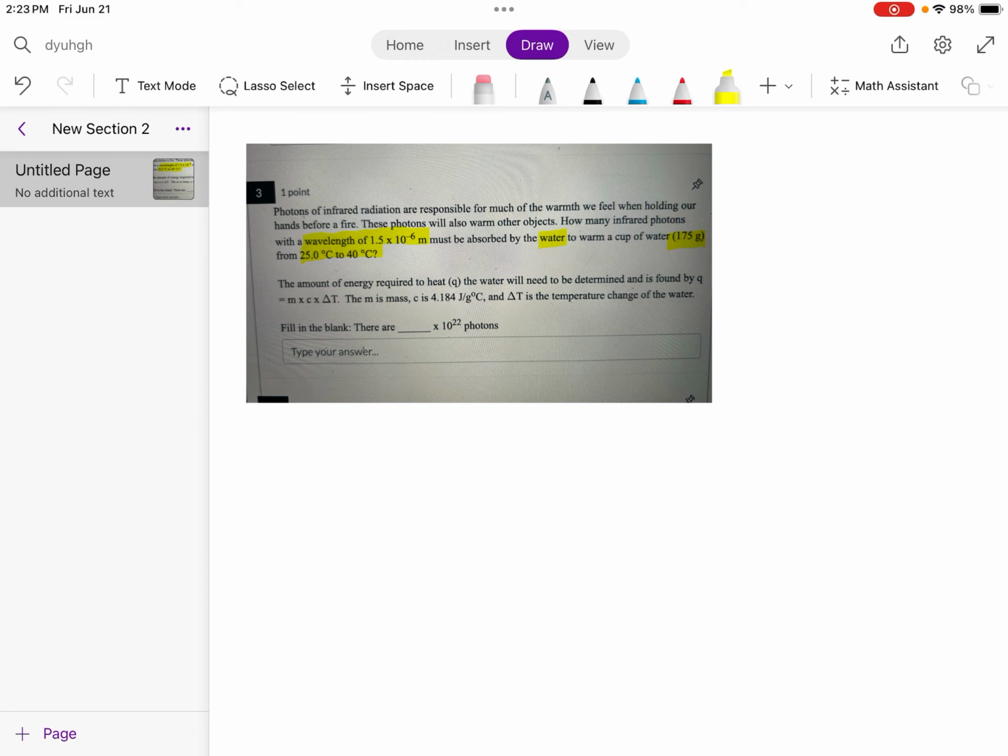Okay, so moving on. The amount of energy required. So Q here is heat or energy, because heat is a type of energy, yeah? The energy for the water will be determined by this equation they give us, which is nice. And then we have C, that is the specific heat capacity. I'll get into that later. And change in temperature. And then they want us to figure out how many photons there are.